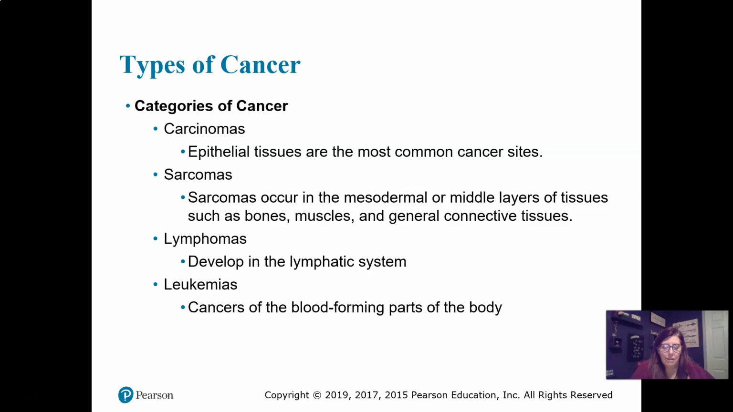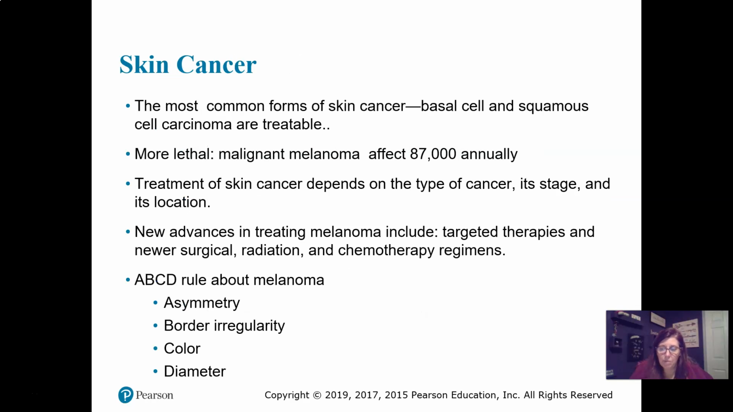Lymphomas develop in the lymphatic system and metastasize through the lymphatic system. Hodgkin's disease is one type of lymphoma. And leukemias occur in the blood-forming parts of the body, such as bone marrow and spleen. They are non-solid tumors and are characterized by an abnormal increase in white blood cells. We're not going to look at every type of cancer, but we are going to take a look at skin cancer because it's the most common form of cancer in the United States today.